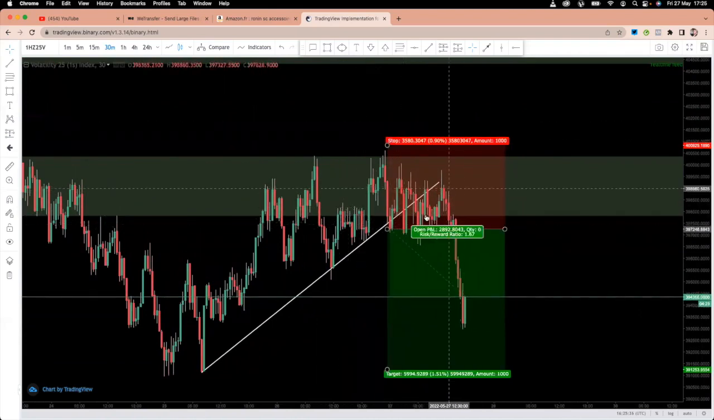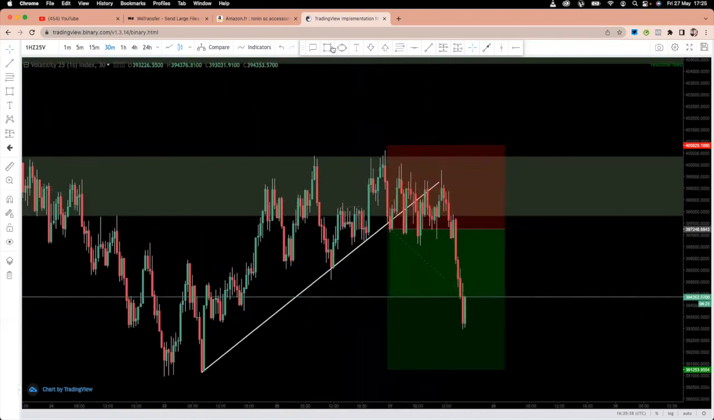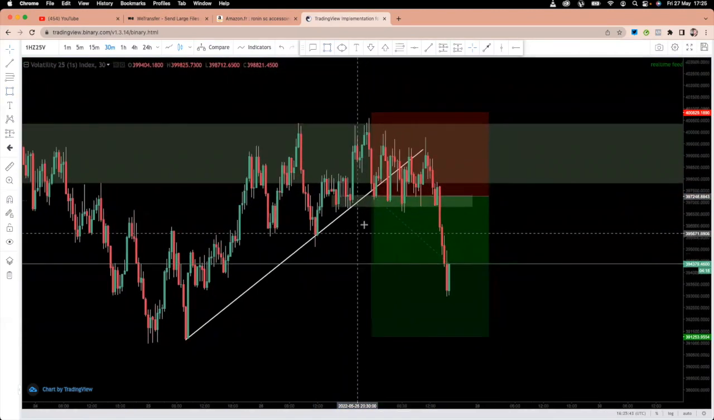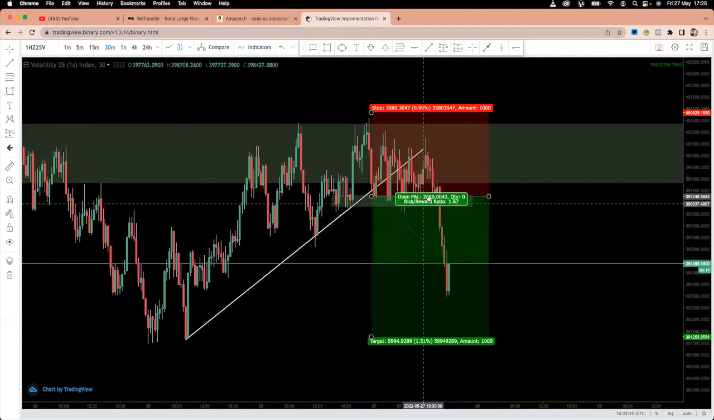You can see that this is also like a head and shoulders pattern. You could have just marked this level right here and told yourself that the first candle that closes below this zone is your sell.